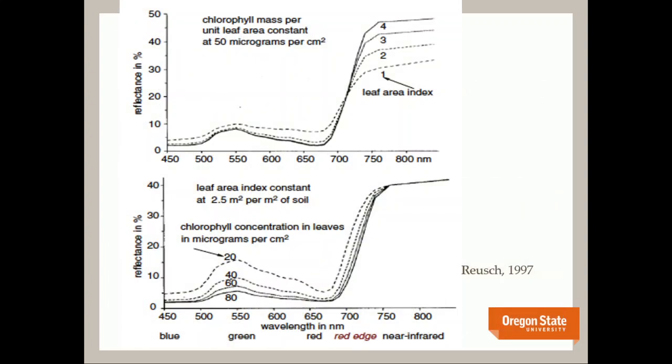In this diagram, chlorophyll mass per unit leaf area is constant at 50 micrograms per centimeter square. Wavelength versus reflectance, and the wavelength for the reflectance of the leaf area index constant at 2.5 meter per meter square of the soil is presented. For detail, you can go to the RUSEC 1997 publication.